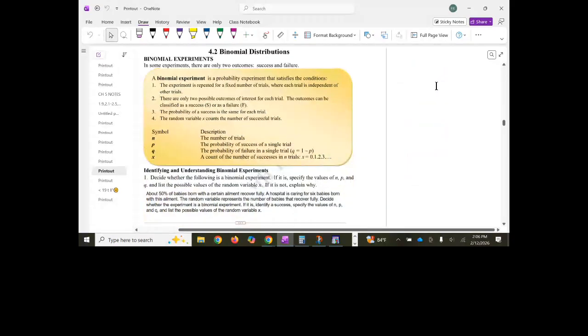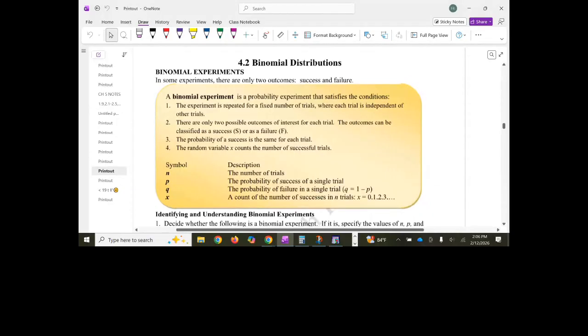Okay, so y'all, what we're going to do today, we're going to go through 4.2. Okay, 4.2, my friends, talks about this idea called binomial distributions or binomial experiments. In binomial experiments, we're only going to have two outcomes, either a success or a failure.